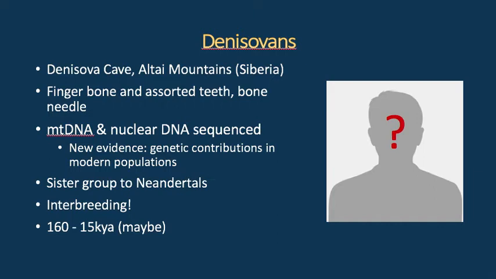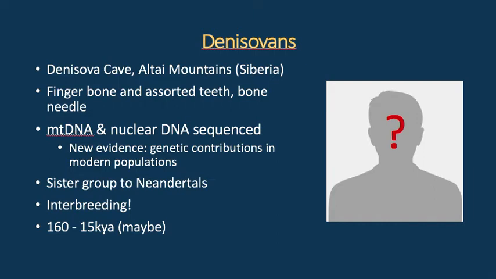Fortunately, Siberia is cold and dry enough that it did a lot to preserve the DNA, so we know a lot more about the DNA of the Denisovans than we do about their actual morphology. They were able to sequence mitochondrial and nuclear DNA, and they found that the Denisovans living in that part of the world, Central and Eastern Asia, not only interbred with modern humans, but also interbred with Neanderthals.